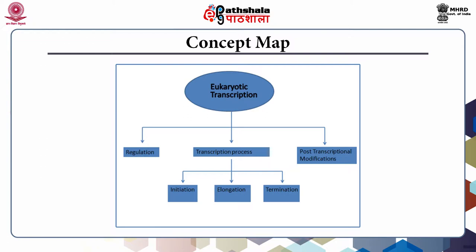Coming to the concept map, eukaryotic transcription process is highly regulated and involves role of several regulatory proteins and sequences. The transcription process can be divided into three main stages: initiation, elongation, and termination. During the post-transcriptional modifications, the maturation and processing of mRNA, rRNA and tRNA molecules takes place.